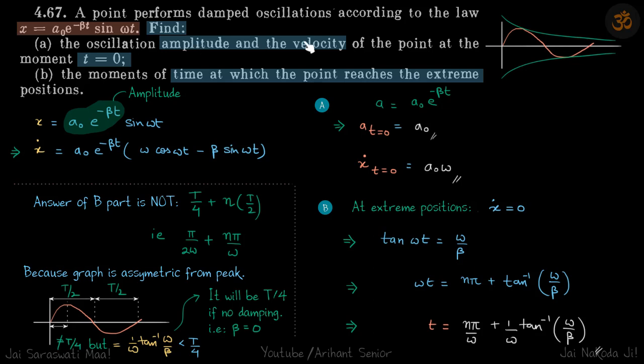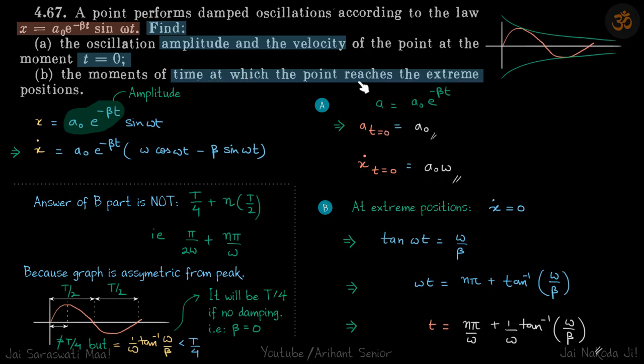We need to find velocity as well, so let's differentiate that, and this is the velocity. So first part, amplitude at t equal to 0. This is the amplitude, so we'll just put t equal to 0 and this will be the answer. Velocity at t equal to 0: in this term, we'll put t equal to 0, and the velocity is a naught omega.